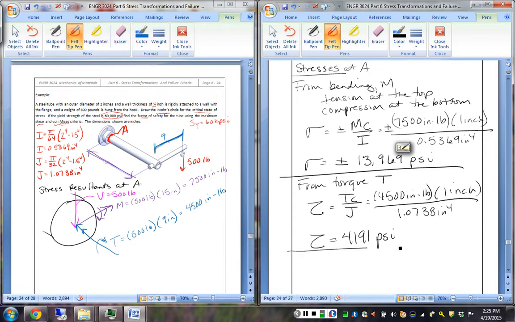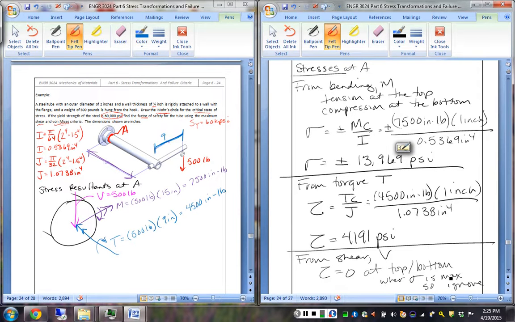Our third, from the shear V, we know that the shear stress from a shear load is 0 at the top and the bottom of the section where the normal stress is maximum, where sigma is max. So we ignore the shear stress.